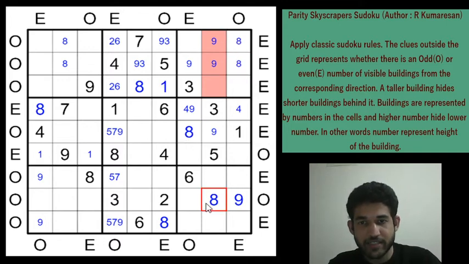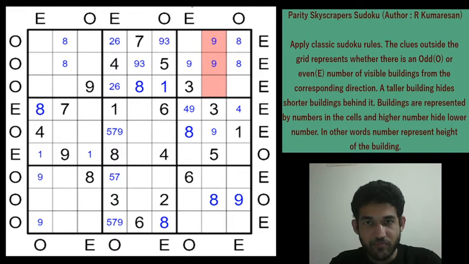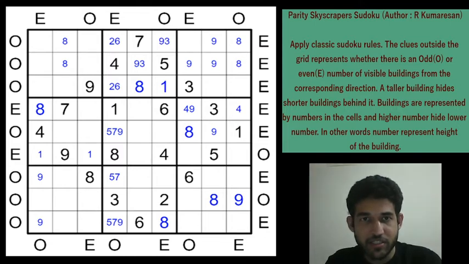Because of these two 8s and this 8, 8 must go into one of these two cells. And you can't have an 8 here, right? Because if you have an 8 here, the outside odd clue will be violated. You will see 2 buildings from that viewing direction and that will be a violation, because 2 is even. So you will get the 8 here and that forces the 8 here, right?